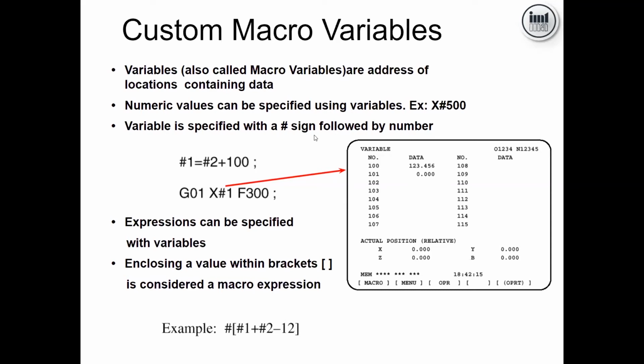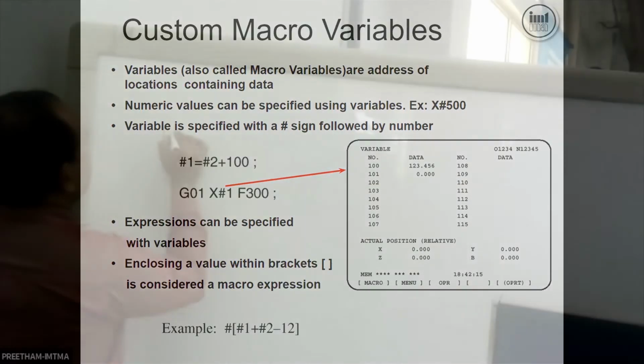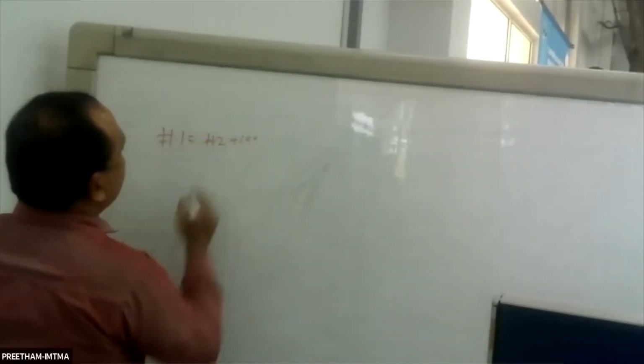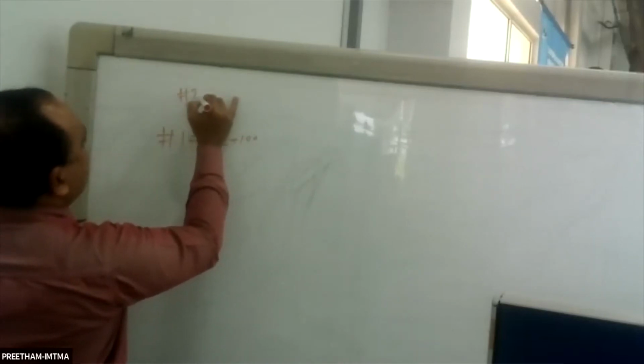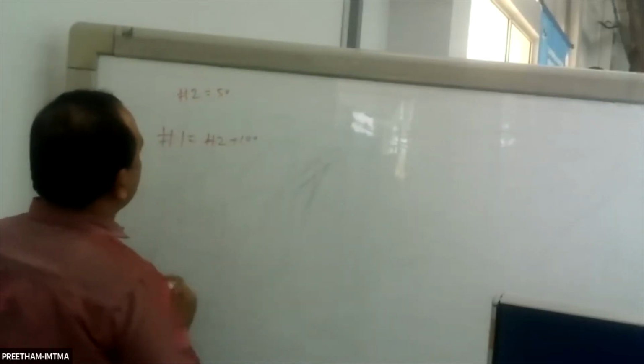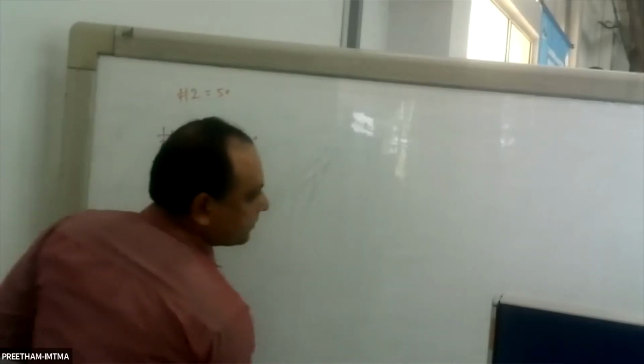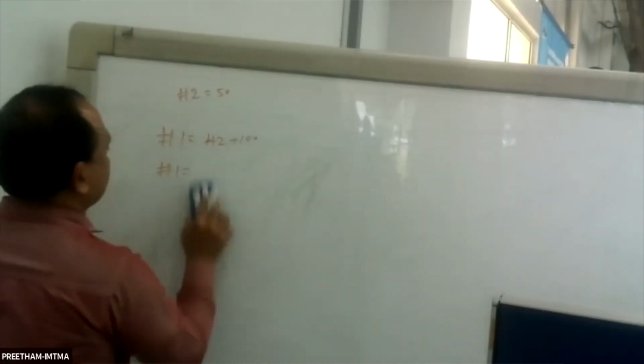A variable is specified with a hash sign followed by a number. So hash 1 equals hash 2 plus 100. That means hash 1 value will be equal to whatever is stored in hash 2. Say for example, if you stored 5 mm in hash 2, I'll just note it down here. Hash 1 equals hash 2 plus 100. So if you stored 50 in hash 2, now what happens? Hash 1 automatically becomes 50 plus 100, which is 150.